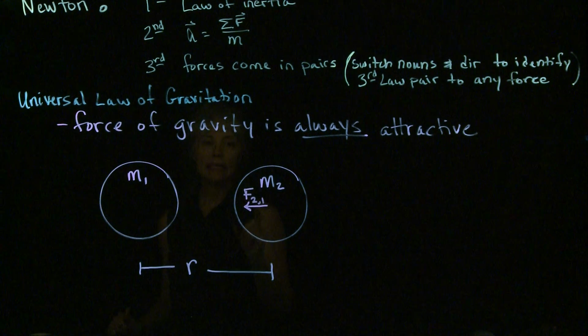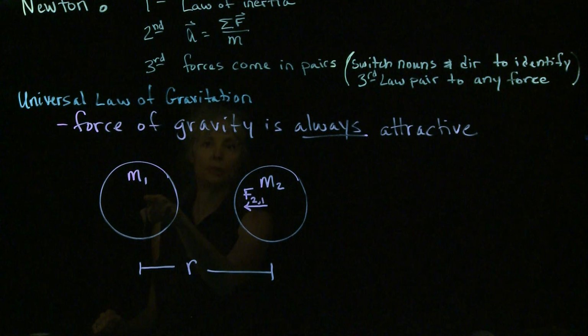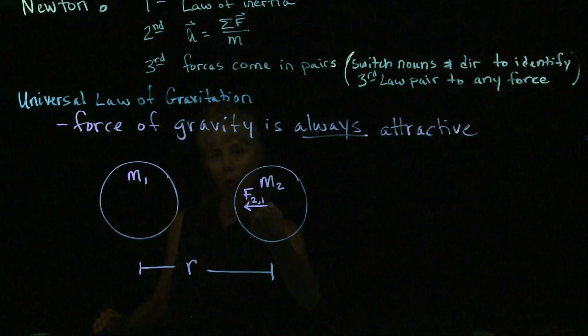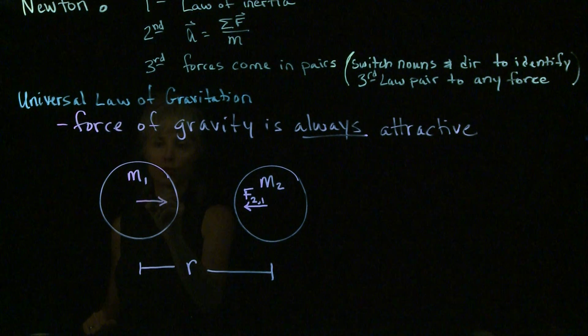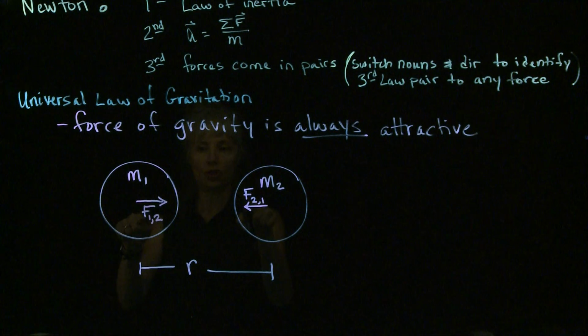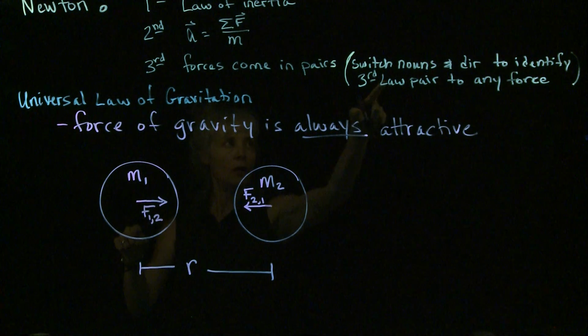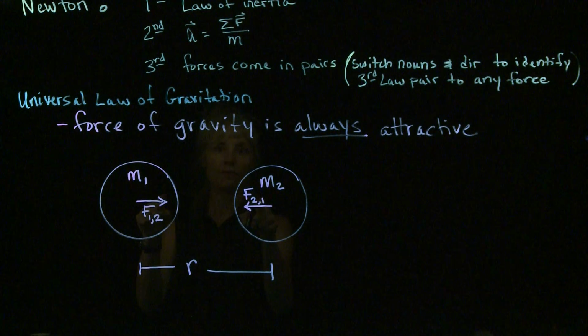In addition, mass 1 feels a force exerted by mass 2. Mass 2 is pulling mass 1 toward mass 2, and so there is a force on mass 1 that is the force on 1 by 2. Notice that these two forces describe a Newton's third law pair. All we do is switch the nouns and the direction, and we can define the other force.